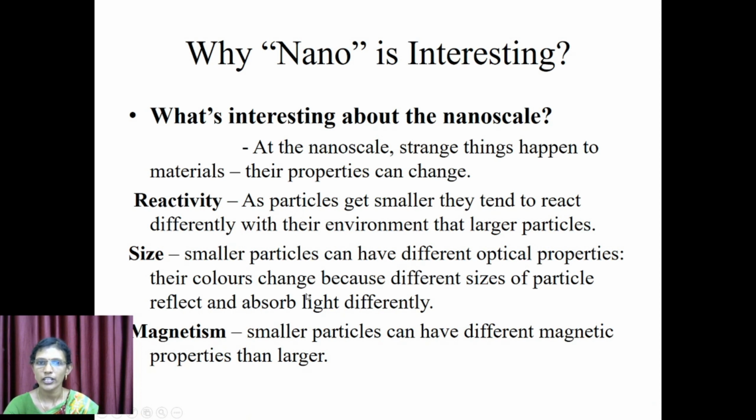So why is nanotechnology so interesting? What is interesting about the nanoscale? At the nanoscale, strange things happen to materials, so properties can change. For example, reactivity: as particles get smaller, they tend to react differently with the environment than larger particles. Size: smaller particles can have different optical properties. Their color changes because particles of different sizes reflect and absorb light differently. And magnetism: smaller particles can have different magnetic properties than larger ones.